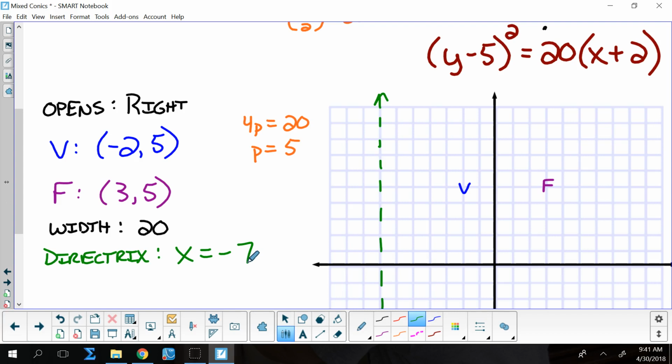So what is the directrix used for? Why do we put it on the graph? Because the definition of a parabola is the set of all points that are equidistant from a point we call the focus and a line we call the directrix.